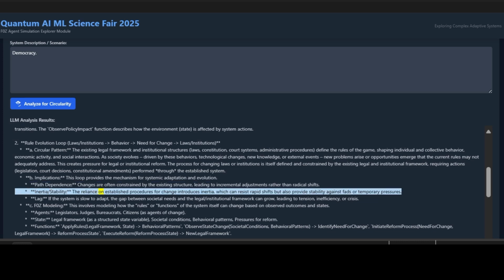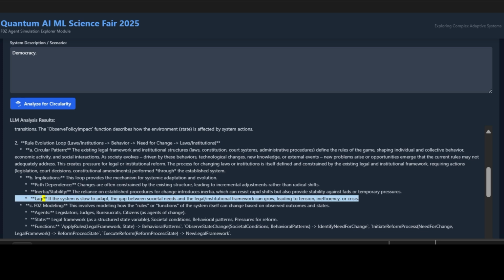Inertia/stability: the reliance on established procedures for change introduces inertia, which can resist rapid shifts but also provide stability against fads or temporary pressures. Lag: if the system is slow to adapt, the gap between societal needs and the legal/institutional framework can grow, leading to tension, inefficiency, or crisis.